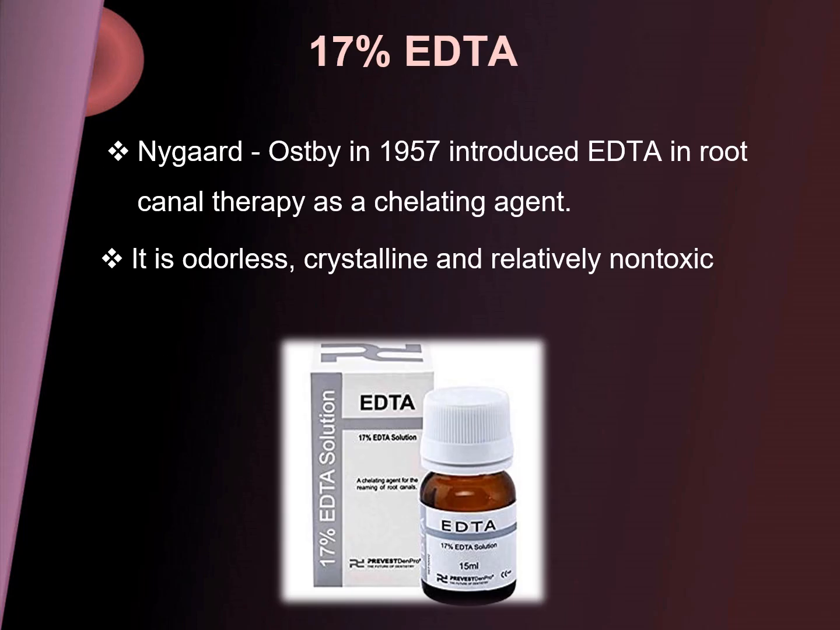Next irrigant is 17% EDTA. Nygaard-Ostby in 1957 introduced EDTA in root canal therapy as a chelating agent. It is odorless, crystalline, and relatively non-toxic. It forms highly stable, soluble metal chelates in combination with heavy metals, and it has a pH of almost 8.3.